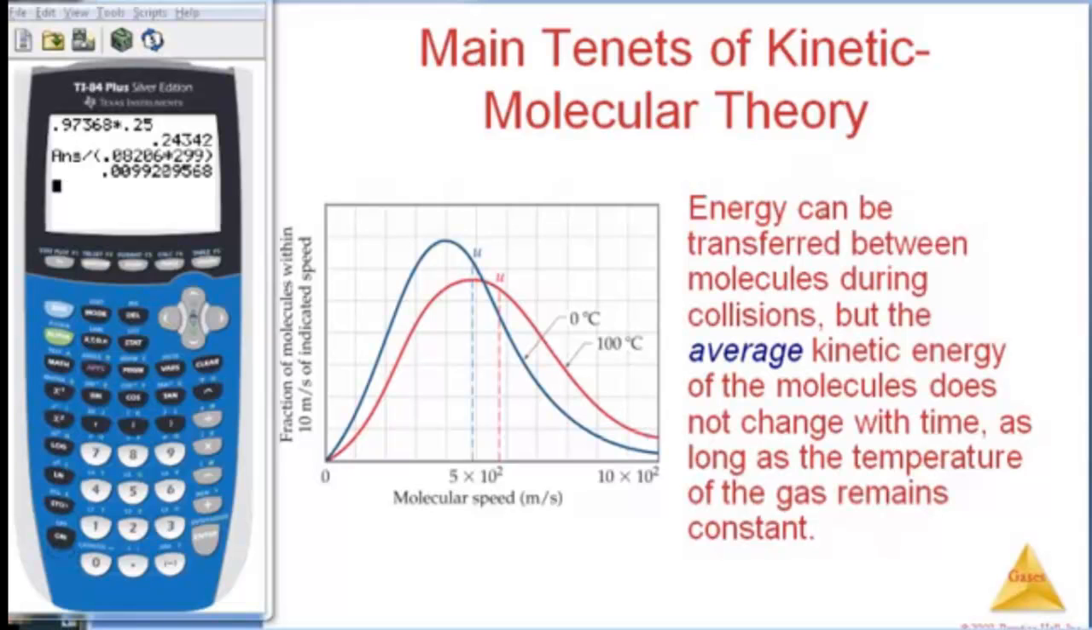All right, so we also know that energy can be transferred between molecules during collisions, right? So one molecule hits another, and that transfers the energy, and that can hit another, and that transfers the energy. But the average kinetic energy doesn't change with time as long as the temperature is the same. So if I think about a gas, let's say at 0 degrees C, and I look at the speed of the molecules, I can plot the distribution of that speed, and they're not all going to be the same. Now their average is going to be consistent though.